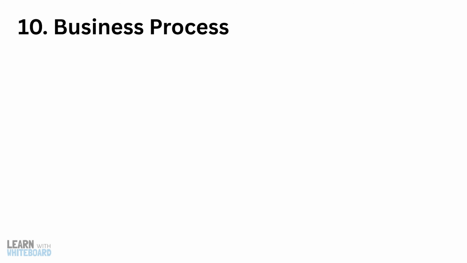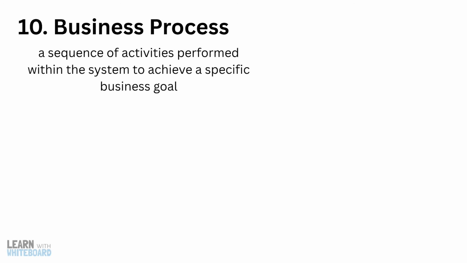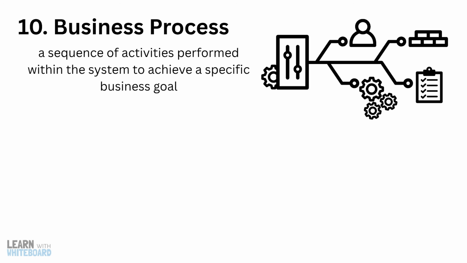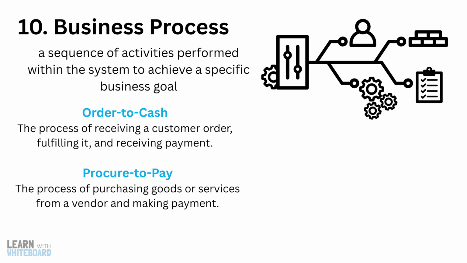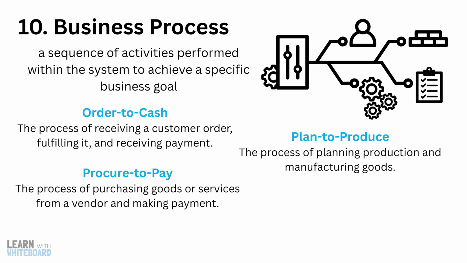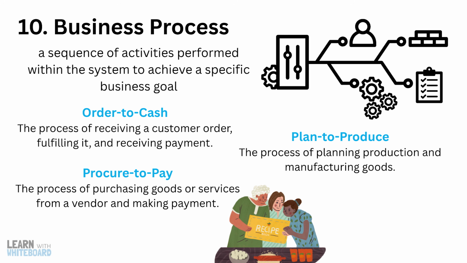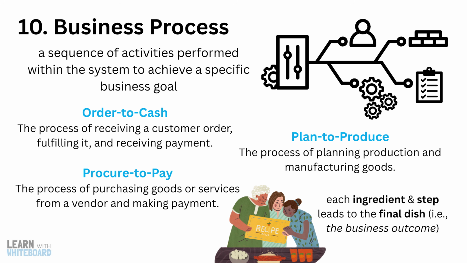Number 10. Business process. It refers to a sequence of activities performed within the system to achieve a specific business goal. So, SAP is designed to support and automate various business processes such as order to cash, which is the process of receiving a customer order, fulfilling it, and receiving payment. Procure to pay, which is the process of purchasing goods or services from a vendor and making payment. Plan to produce, which is the process of planning production and manufacturing goods. To state simply, think of it as a recipe, wherein each ingredient and step leads to the final dish, that is, the business outcome.